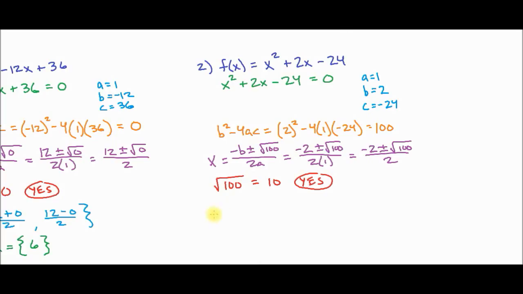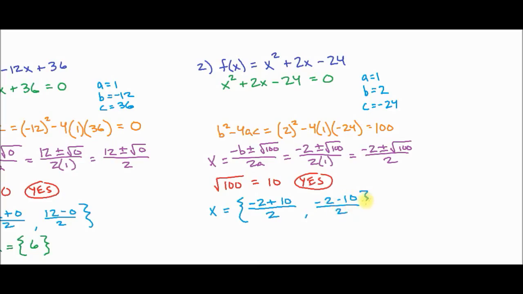Okay, the next step is to write our solutions, or write our final answers. X then has to be equal to -2 plus, nope, we don't have to write square root of 10 anymore. We've already said the square root of 100 is 10, so it's going to be (-2 + 10) over 2, and (-2 - 10) over 2.